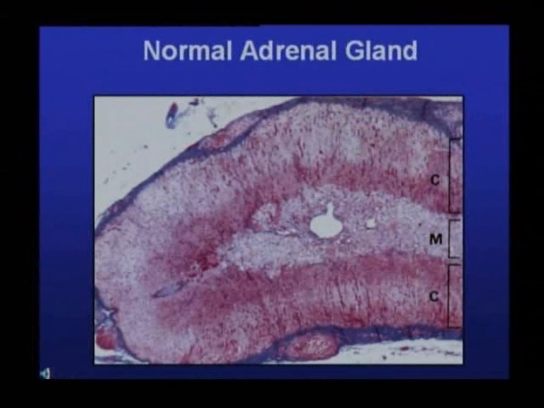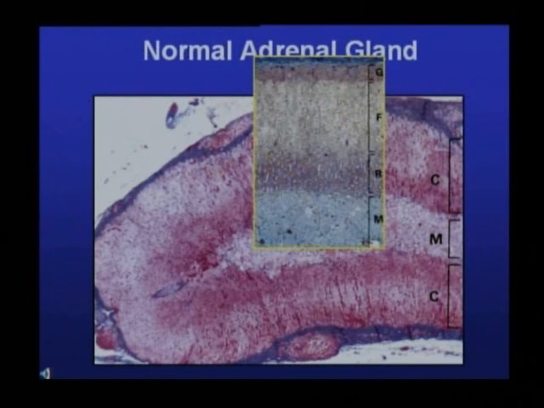Before studying disorders of the adrenal glands, a review of their architecture and function is warranted. The histology of a normal adrenal gland can be seen in this Eisenstein section. The adrenal gland consists of two components, a cortex which elaborates steroid hormones, and a medulla which synthesizes catecholamines. The cortex in turn is composed of three layers.